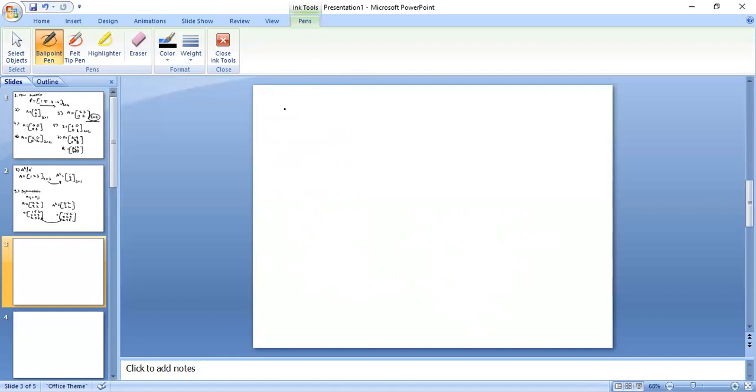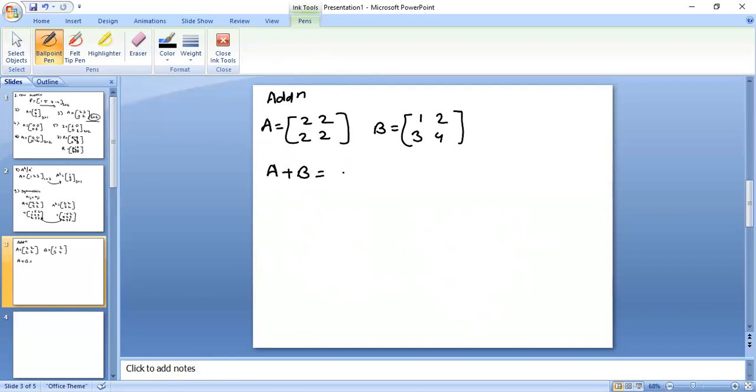So we will see algebra, that is we have to see the addition, subtraction, multiplication of the matrices. So first we will see addition of the matrices. Here we will start directly with an example, that is the matrix having elements as 2, 2, 2, 2 and the second matrix having elements as 1, 2, 3, 4. So you have to add these two matrices. How will you add A plus B? So here one to one addition is there.